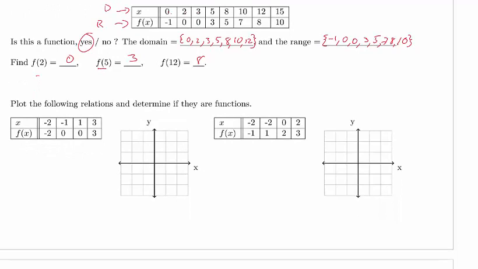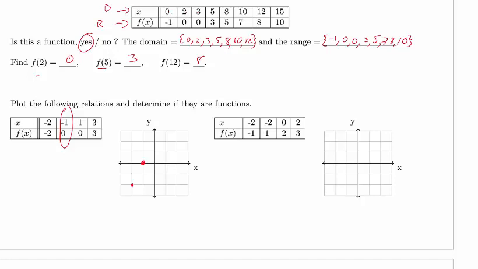Plot the following relation and determine if they are functions. Okay. So let's go ahead and plot this guy. We've got the set of ordered pairs, -2, and the y value would be -2. So it's -2. Put that right there, right? We just plotted that point. Now let's plot this point. -1, and then 0. So it's plotted right there, right?